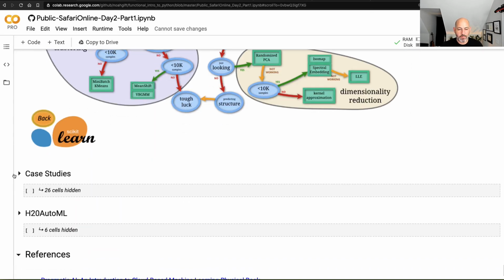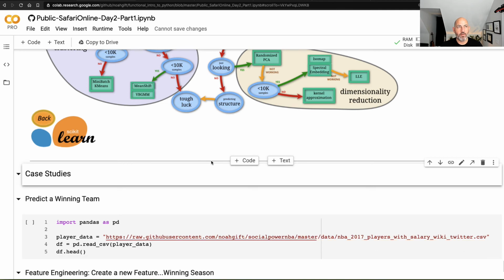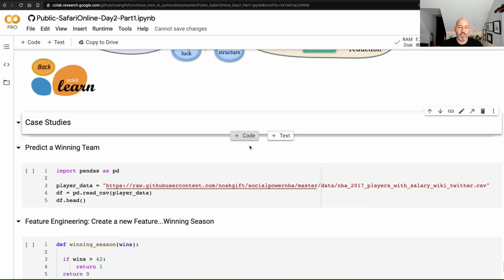So let's look at a couple of case studies on this and go a little bit further. Let's say that now that I know all this information about the NBA, I want to go through and predict a winning team.